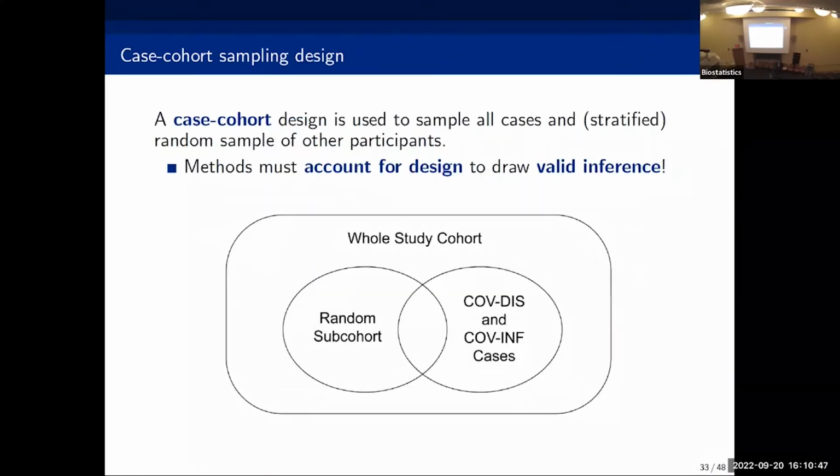One of the key components of this harmonized design for correlates studies of COVID vaccines is implementation of case cohort sampling.